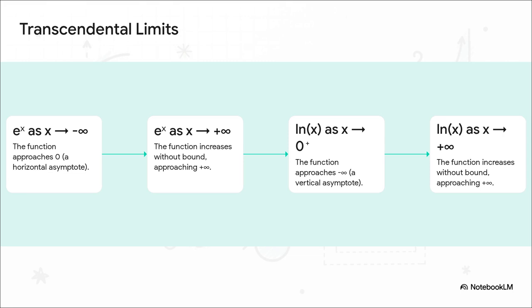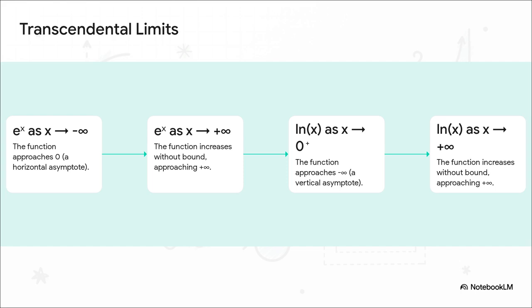And these powerful ideas aren't just for some simple made-up graphs. They apply to all sorts of functions, even the famous ones. Take e to the x, the function that models exponential growth. As x goes way out to the left, toward negative infinity, the function flattens out and gets incredibly close to 0. That's a horizontal asymptote.